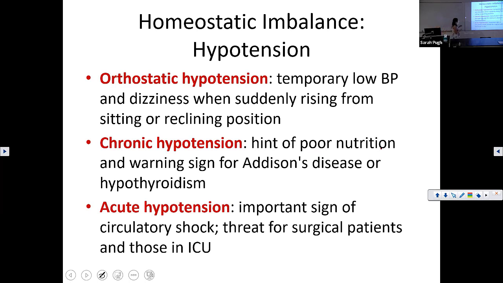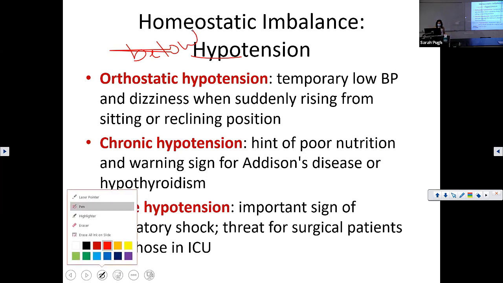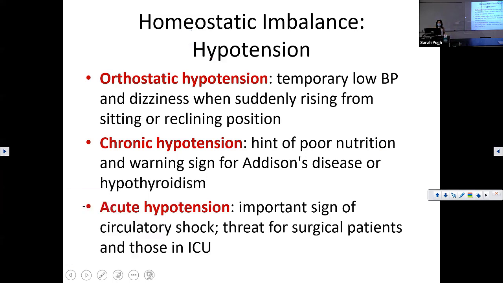Now, a couple of imbalances that we'll see with low blood pressure. Again, remember, hypo means below. Orthostatic hypotension is a temporary low blood pressure when you stand up too quickly. So you go from kind of like kneeling to standing up, or from sitting to standing up really fast, your blood pressure can drop. Chronic hypotension, this is long-lasting low blood pressure.